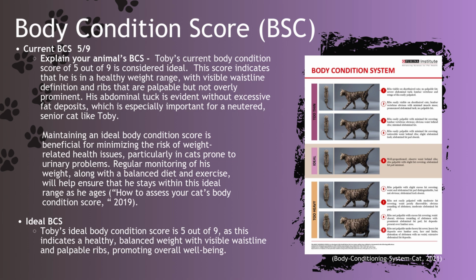Maintaining an ideal body condition score is beneficial for minimizing the risk of weight-related health issues, particularly in cats prone to urinary problems. Regular monitoring of his weight, along with a balanced diet and exercise, will help ensure that he stays within the ideal range for his age. Ideal BCS. Toby's ideal body condition score is 5 out of 9, as indicated. A healthy, balanced weight with visible waistline, palpable ribs, promoting overall well-being.